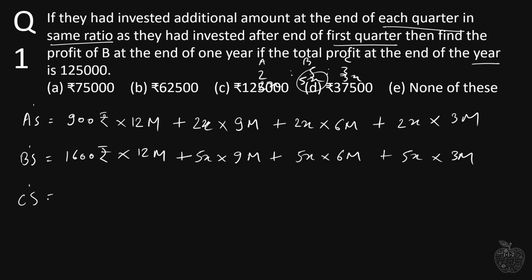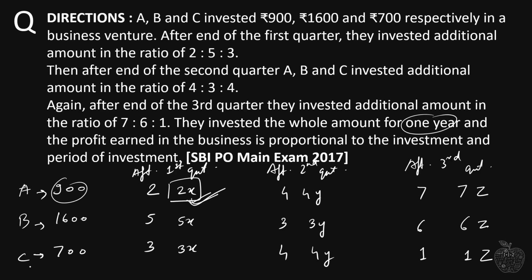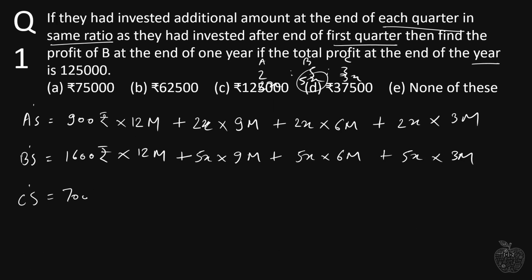Now let's talk about C. C's investment here is 700, invested for the total 12 months. Again, after the end of the first quarter, C invested 3x for the remaining 9 months. Again, after the end of the second quarter, C invested 3x only for the remaining 6 months, and again 3x for the remaining 3 months. So this is the total investment of C here.